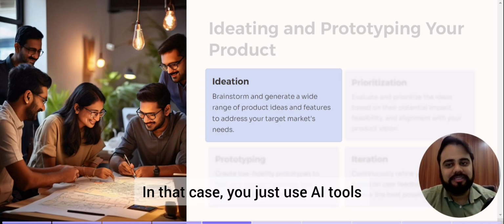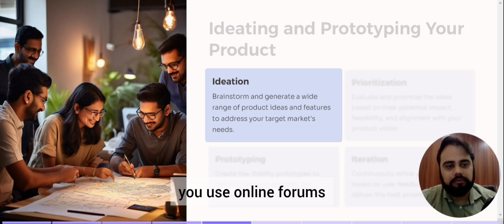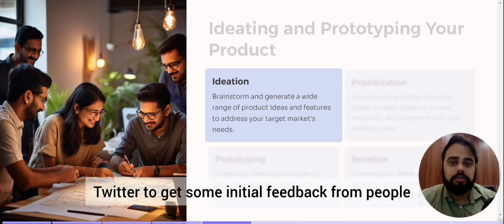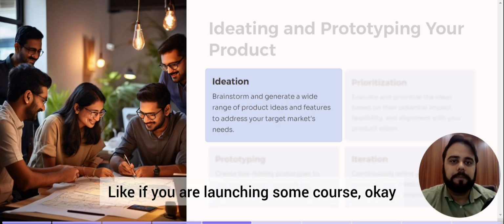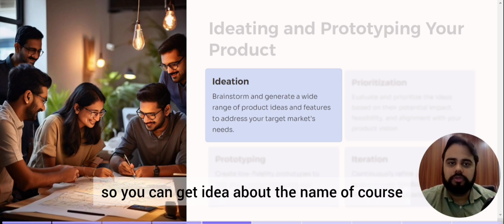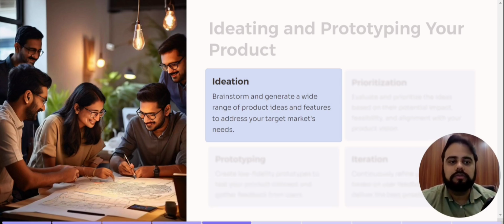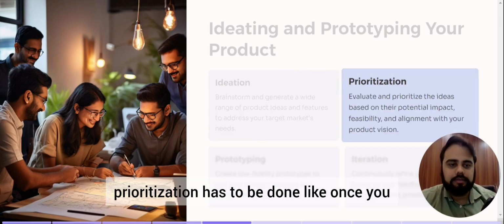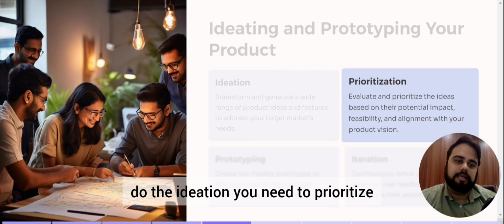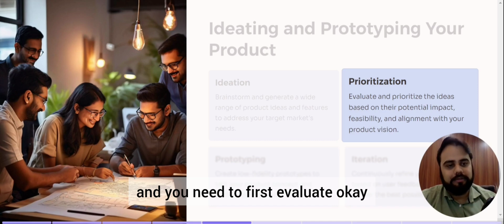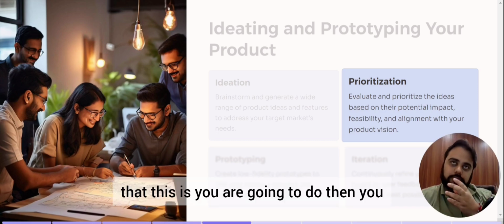In that case, you just use AI tools, online forums, you may use LinkedIn, Twitter to get some initial feedback from people, right. Like if you are launching some course, you can get an idea about the name of the course through social media platforms. Prioritization has to be done. Once you do the ideation, you need to prioritize, and you need to first evaluate that this is what you are going to do.